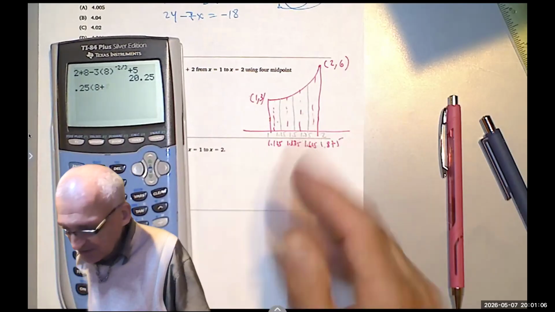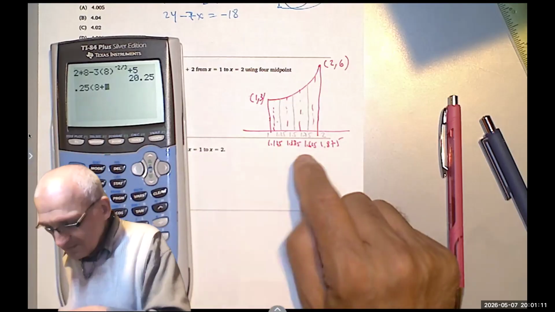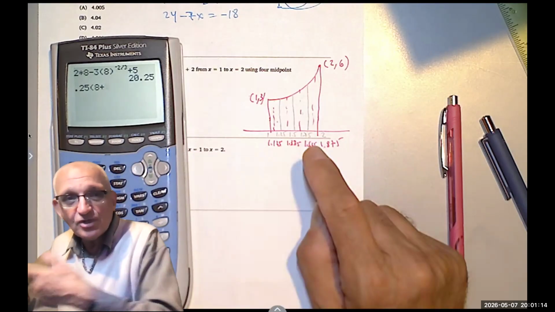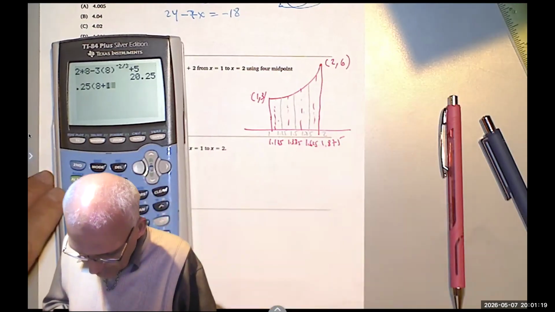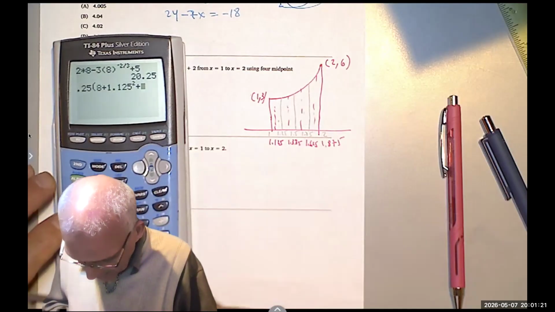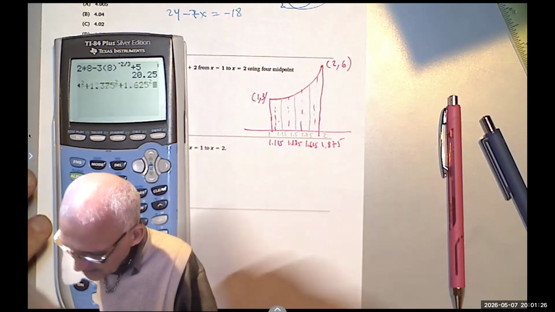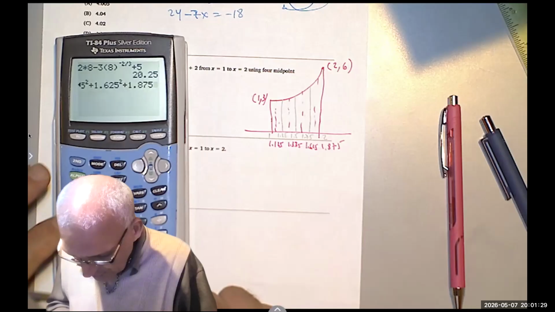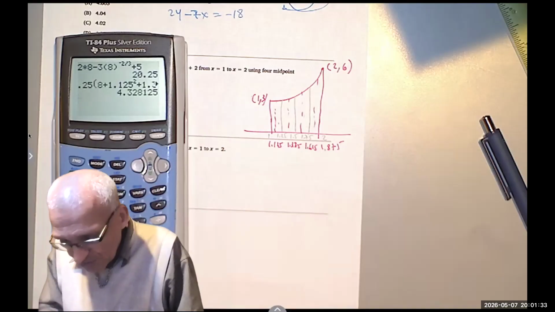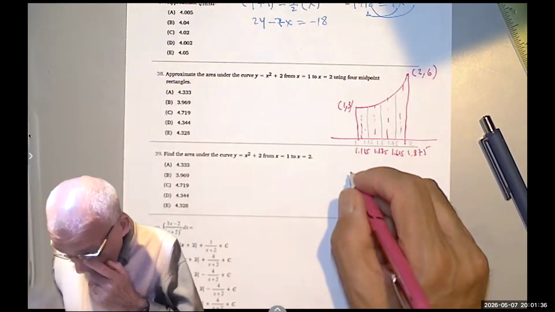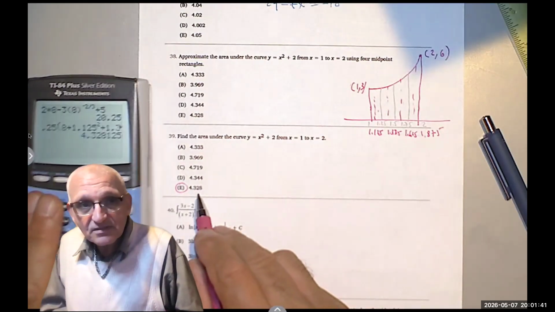Again, to save time, instead of saying 1.125 squared plus 2 plus 1.375 squared plus 2, you're going to add the 2 four times. So you say plus 1.125 squared plus 1.375 squared, plus 1.625 squared plus 1.875 squared, close parentheses. And of course, you could have said, oh, it's okay, 4.328. Oh, it's E. Exactly, 4.328 to 3 decimals.